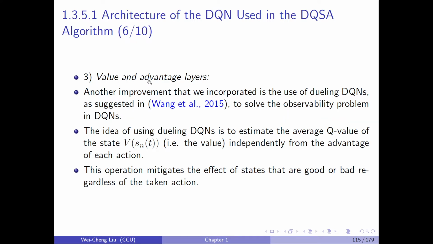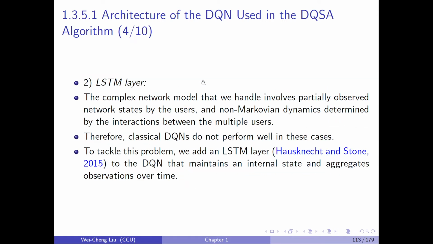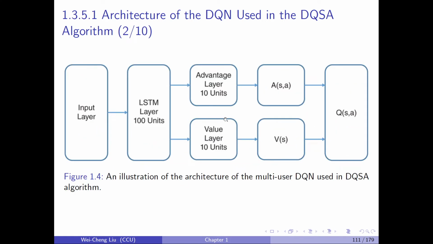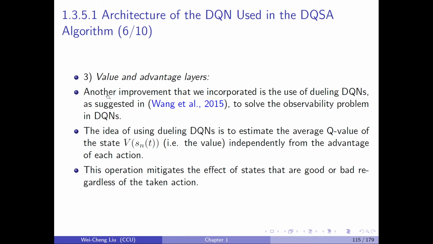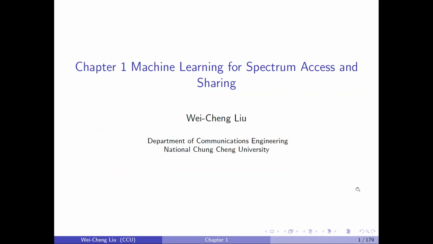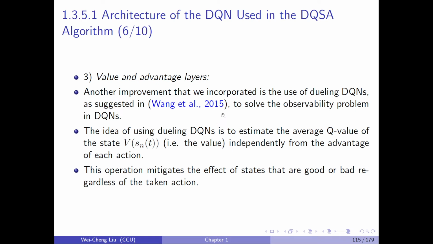Three, value and advantage layers. This is the value layer, which has 10 units. And this is the advantage layer, which has 10 units. Another improvement that we incorporated is the use of dueling DQNs, as suggested in Wang et al. 2015. Sorry, this is an invalid hyperlink again.